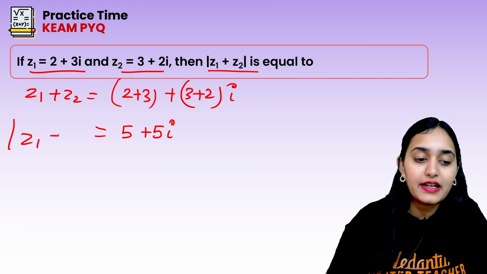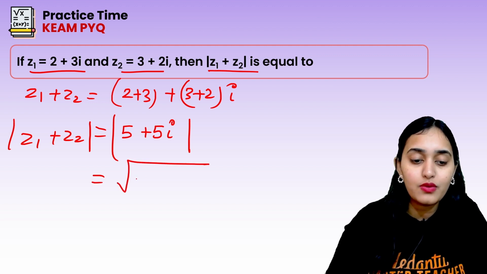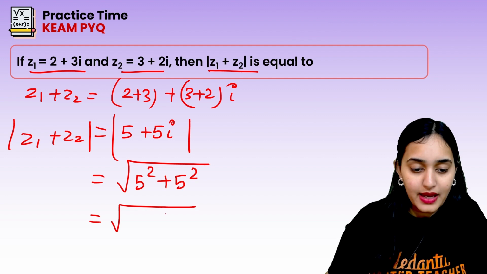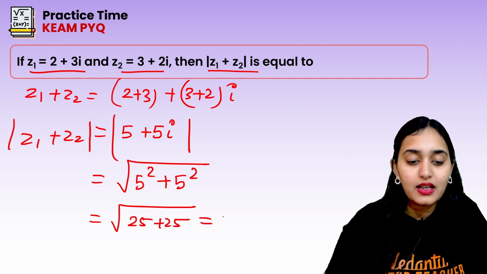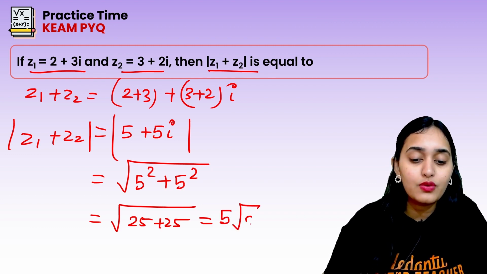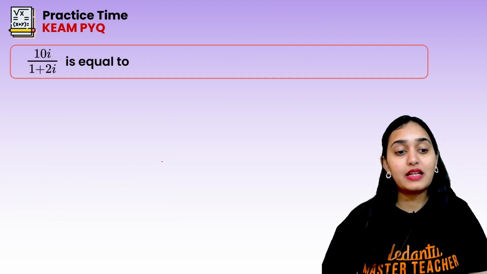So mod of Z1 plus Z2 will be mod of this. So it will be square root of 5 square plus 5 square. So it is square root of 25 plus 25. So this is basically square root of 25 times 2, square root of 25 is 5. So it will be 5 root 2. Okay. Next.